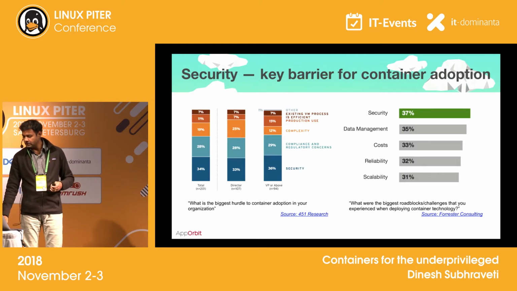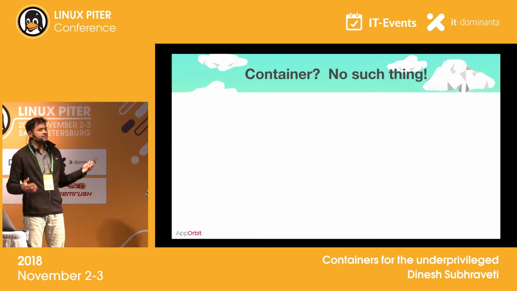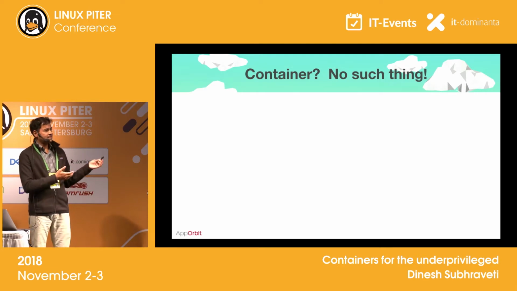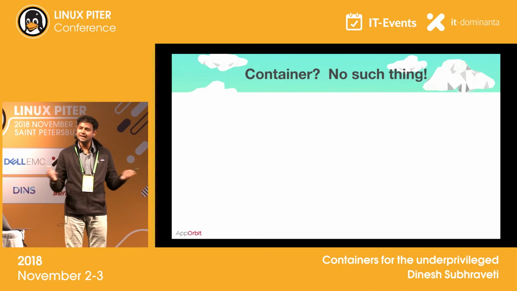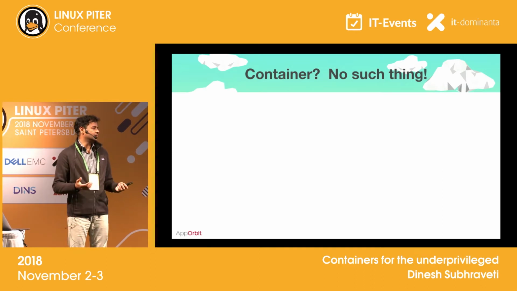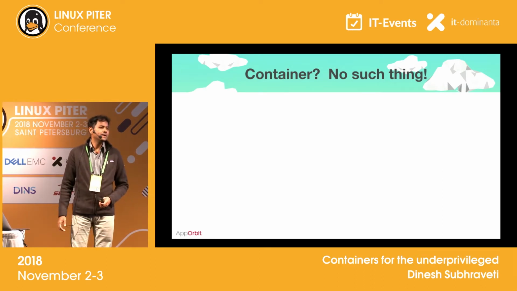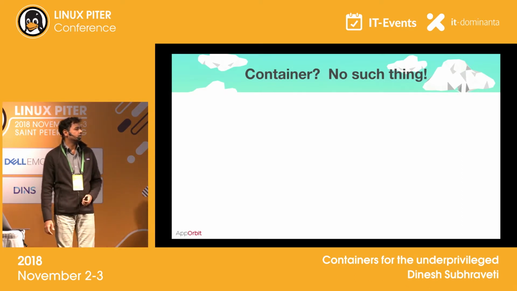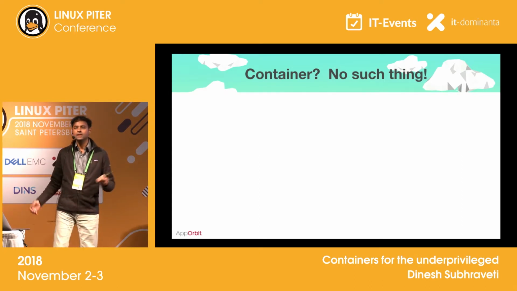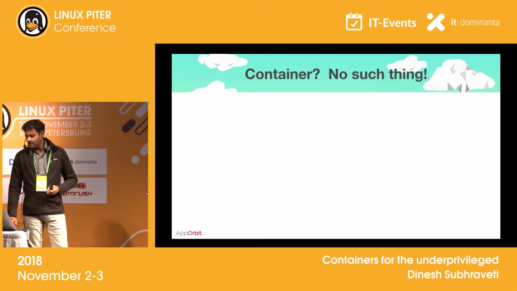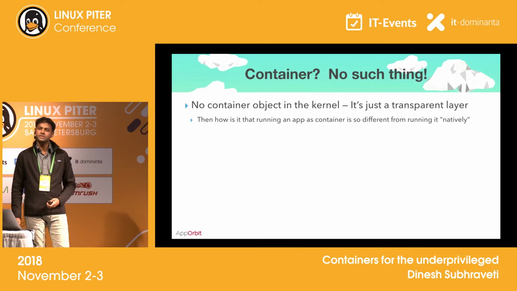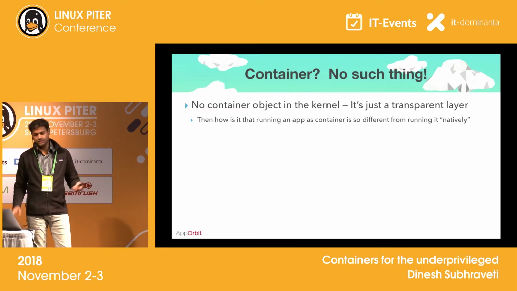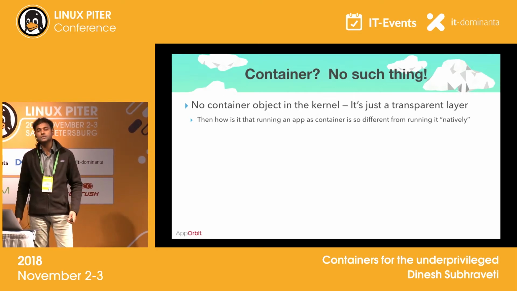Because ultimately, there's no such thing as a container. This is a mandatory joke for a container talk. You always mention there is no such thing as a container. In the kernel, there is no such abstraction. Then why is it different to run an application as a container versus as a native application? It shouldn't be. Containers are transparent, and that's what is different about containers versus virtual machines. They're supposed to be completely transparent. They're basically processes that are running directly on the host.